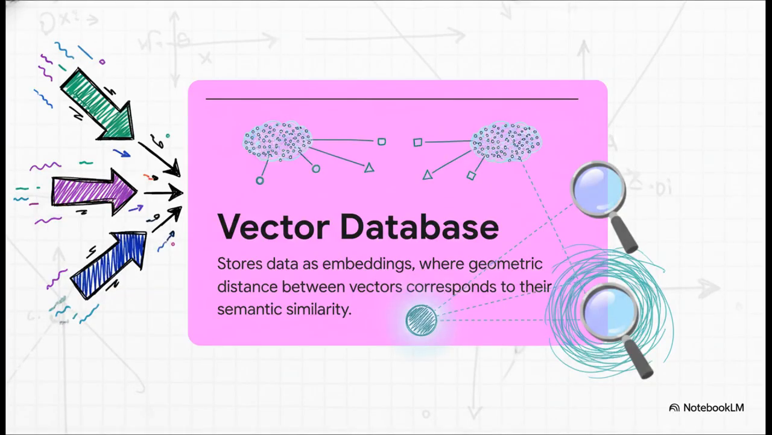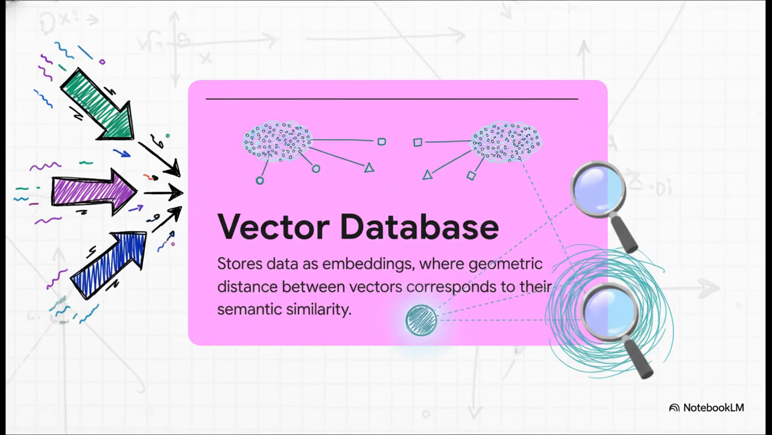Well, a vector database doesn't just store text like a normal database. It stores something called embeddings. And you can think of embeddings as a kind of numerical fingerprint for the meaning of a piece of text. The closer two of these fingerprints are in this high-dimensional space, the more similar their underlying concepts are. It's kind of like organizing a massive library by the actual ideas in the books, not just by alphabetical order.